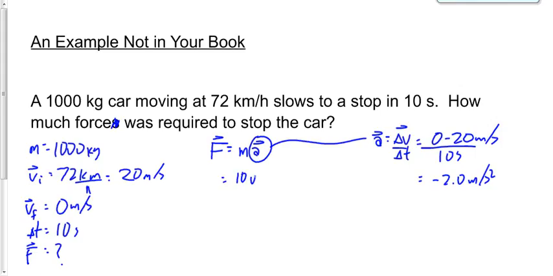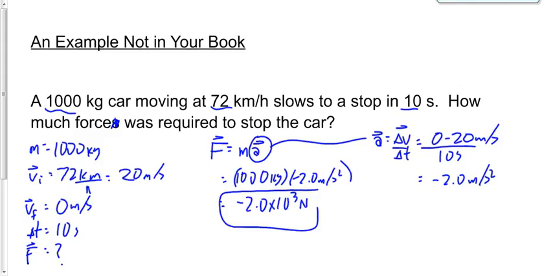1,000 kilograms times negative 2.0 meters per second squared. For the right number of digits, this is 4, this is 2, this is 2. Final answer should be 2 digits. Should be negative 2.0 times 10 to the 3 newtons.